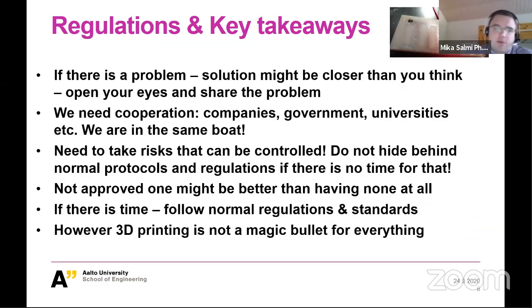Yeah, basically, if you look at the standards, there are some AM-related, or additive manufacturing, 3D printing related standards, but they are still a little bit in the developing phase.